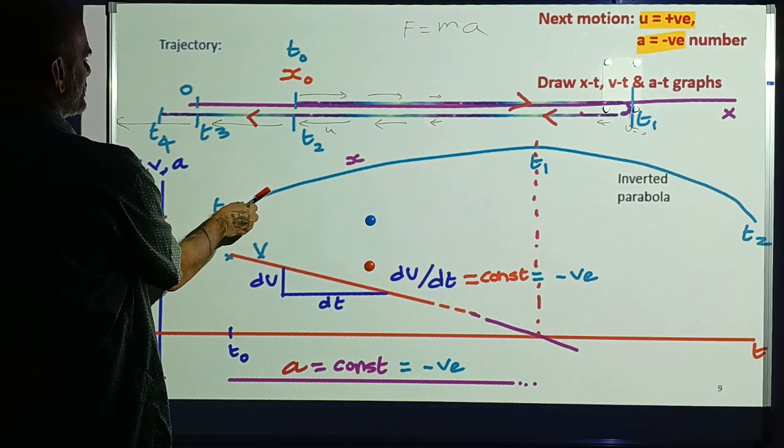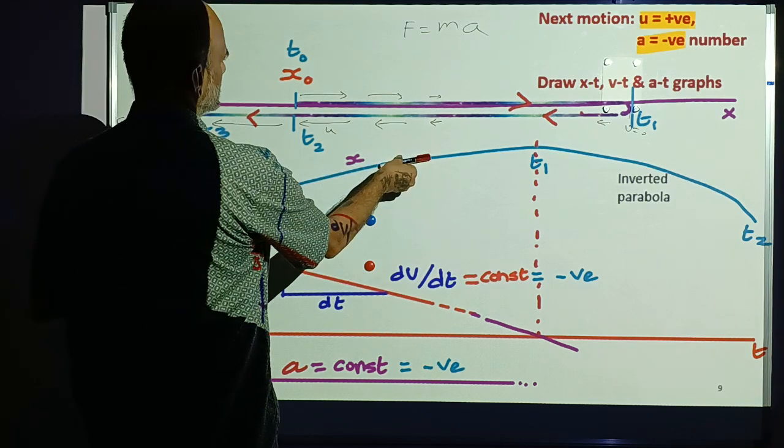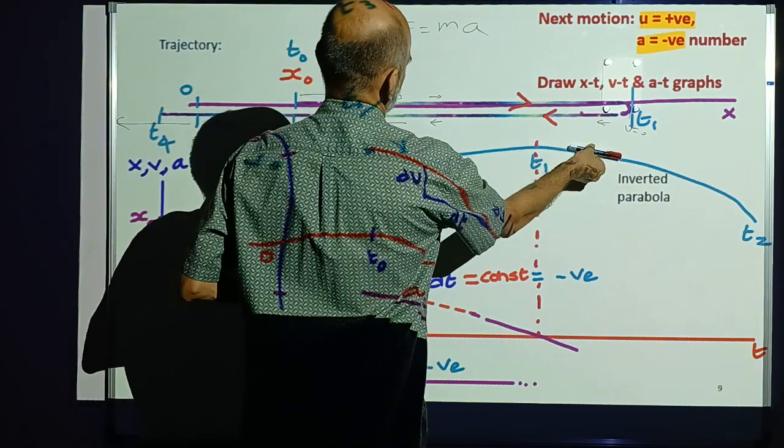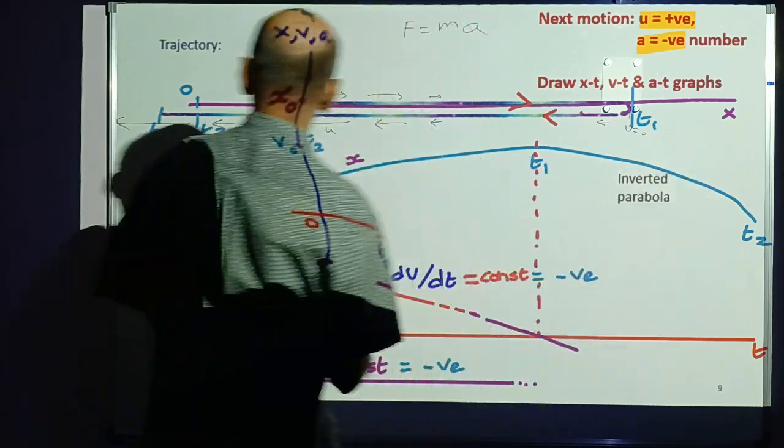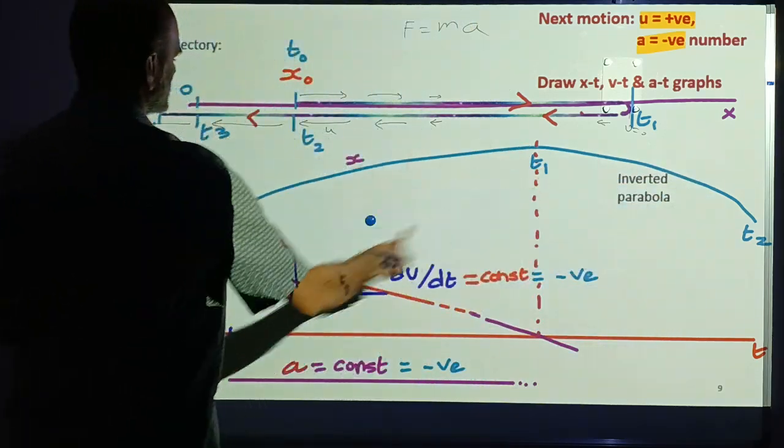Because here the velocity is some positive value. Here the positive value is decreasing. Here it is decreasing. Here it is 0. After that it becomes negative and more negative. So positive, less positive, 0, negative, more negative. So velocity is decreasing.